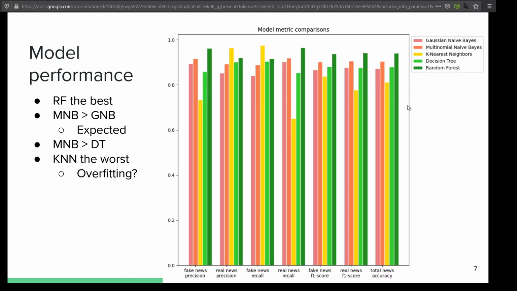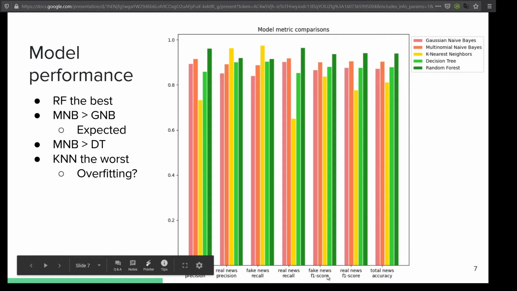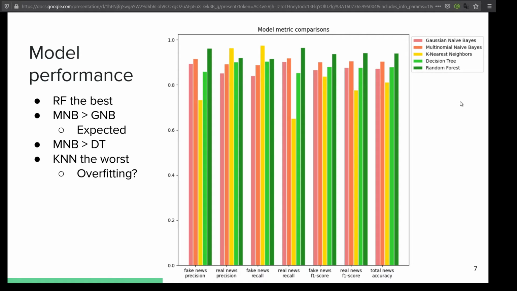So we tested the data after doing a 75-25% train test split. So these are the results from being tested on that test data set that the models had never seen before. The most important 3 plots here are on the right. That's the fake news F1 score, the real news F1 score, and the total accuracy score. As you can see, the random forest model performed the best by far on all 3 metrics.